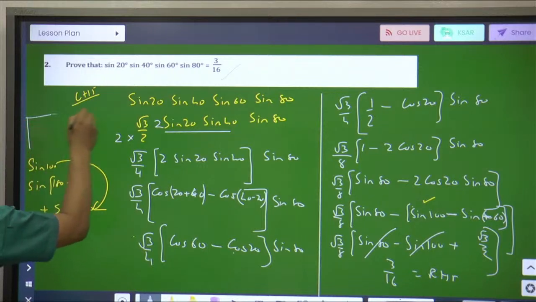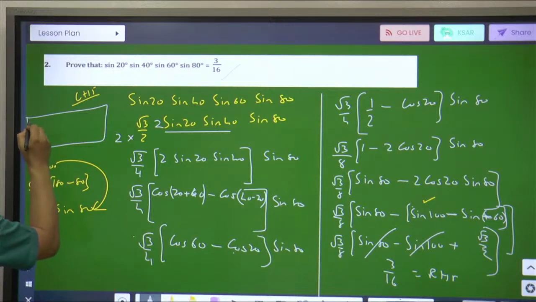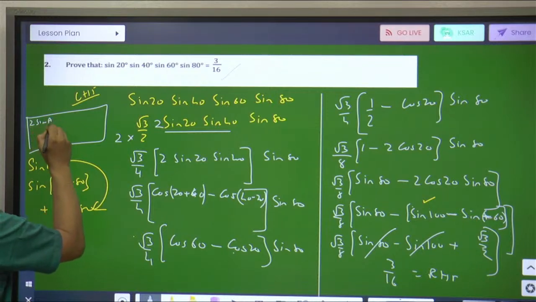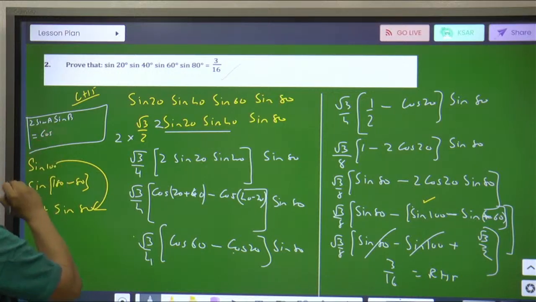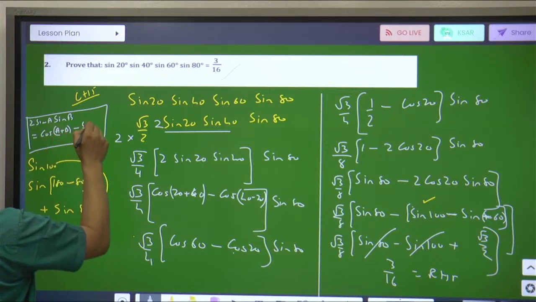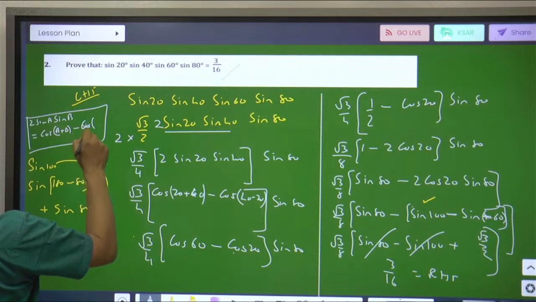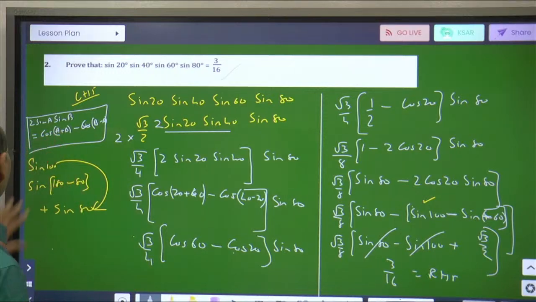Now specifically when there is sin there is a problem. So what is the problem? The 2 sin a sin b is equal to, so what you can do is cos of C minus D, cos A plus B minus cos B minus A. So be careful about this working.